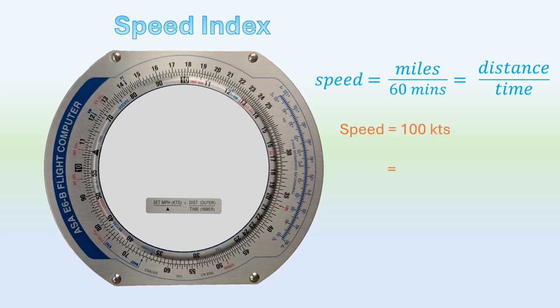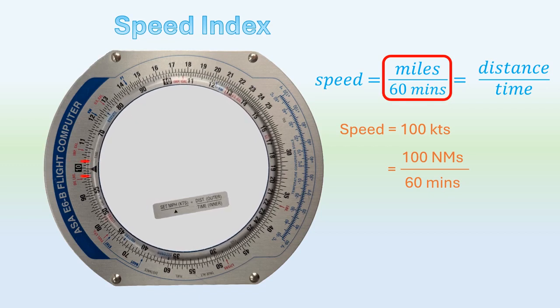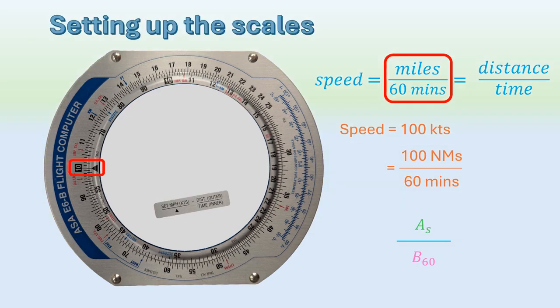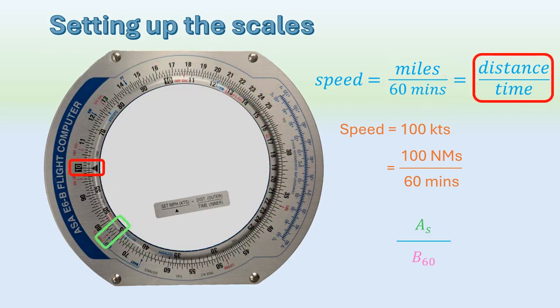Suppose the speed is 100 knots, meaning the airplane travels 100 nautical miles every 60 minutes. Align the speed index with the number 10 on the A scale, as it represents 100 in this case due to the floating decimal. Now you have the left-hand side of the equation set. Based on the speed you just set, each pair of numbers on the A and B scales tells you how far you can go in a certain time. For instance, 150 nautical miles takes 90 minutes, and 300 miles requires 180 minutes.